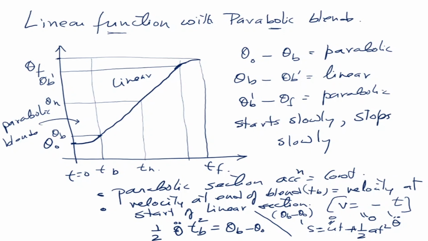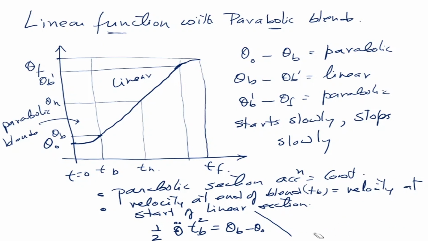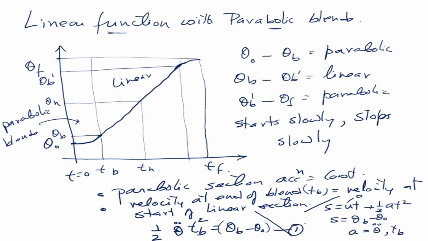So the equation I have used is essentially s is equal to ut plus half at squared. From physics we know that, right? So the equation we are using is, distance moved s is equal to ut plus half a t squared for the blend portion. In the blend, the distance moved s is equal to theta B minus theta naught, and we are making the acceleration equal to theta double dot. That's an assumption, and t is equal to TB, the blend section. So u is equal to 0, and half a t squared is equal to theta B minus theta naught. This is equation number 1.